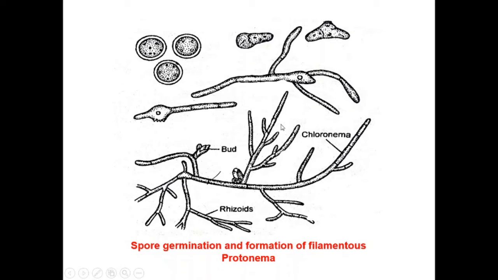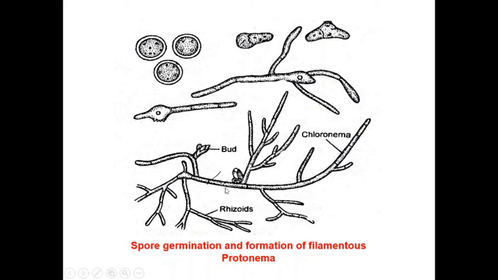Now some upper branches of this protonema develop chlorophylls. They are called the chloronemal branches. The chloronemal branches show oblique cross walls as against the rhizoidal branches. The chloronemal branches develop buds which grow into gametophytic plants of Funaria.